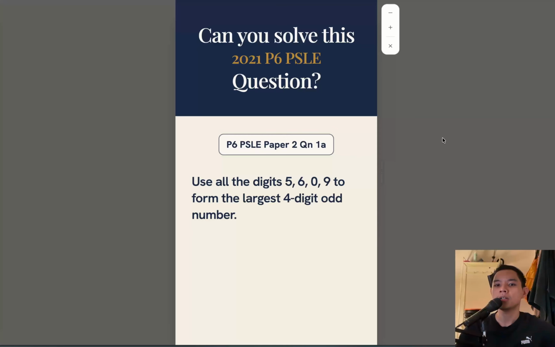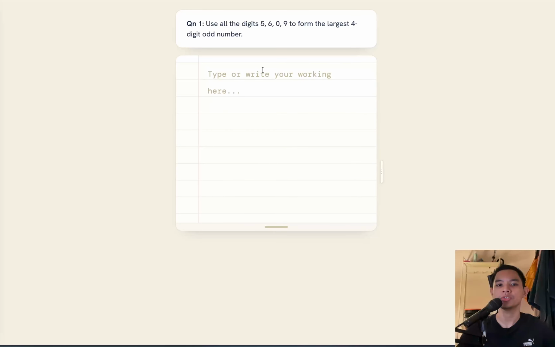Question 1, Part A. Use all digits 5609 to form the largest 4-digit number. So in this case, pretty straightforward. We go from largest to smallest. So largest is 9. Then the second largest would be 6. Then the third largest would be 5. Then the last one, the smallest, would be 0.